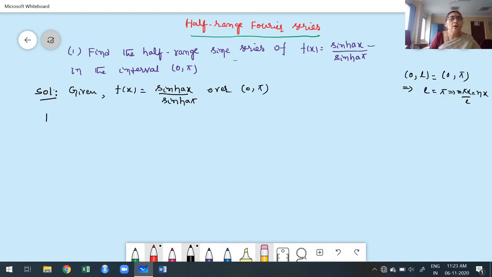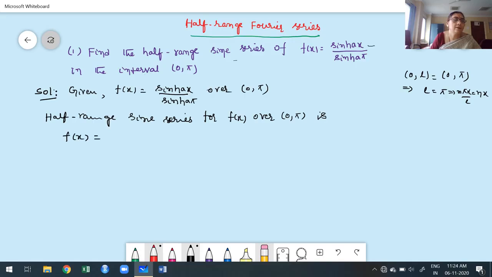Now, the half-range sine series for f of x over 0 comma pi is f of x equals summation n ranging from 1 to infinity of bn sin nx, where bn is 2 by L, that is 2 by pi, integral from 0 to pi of f of x sin nx with respect to x.